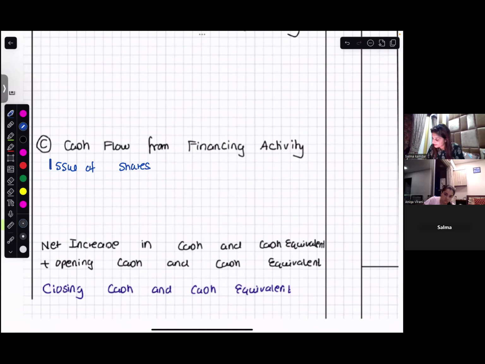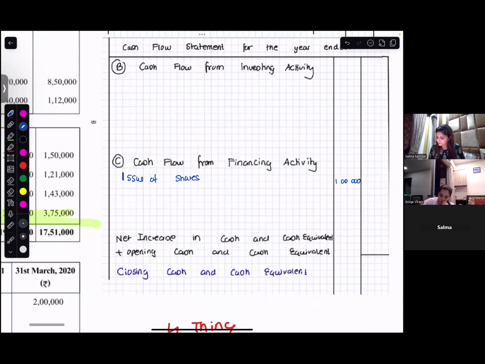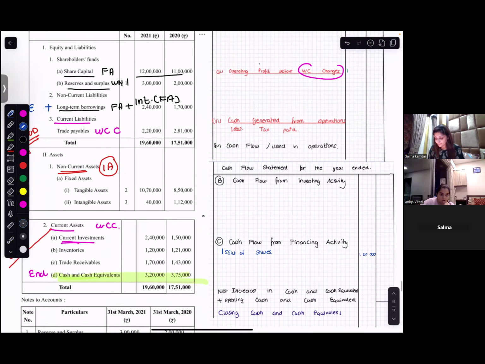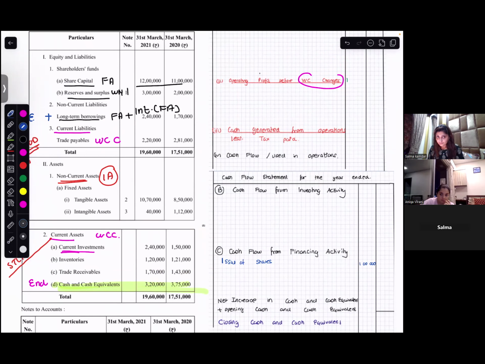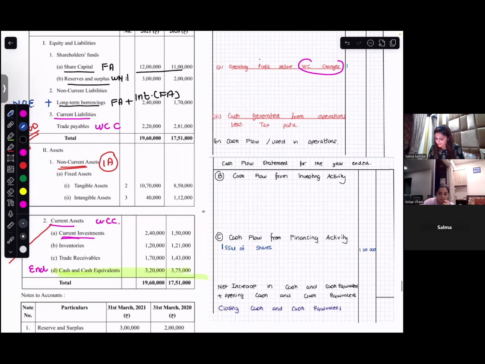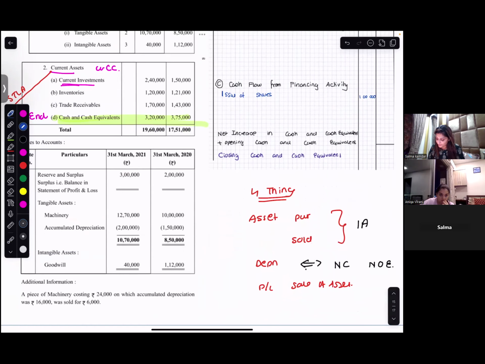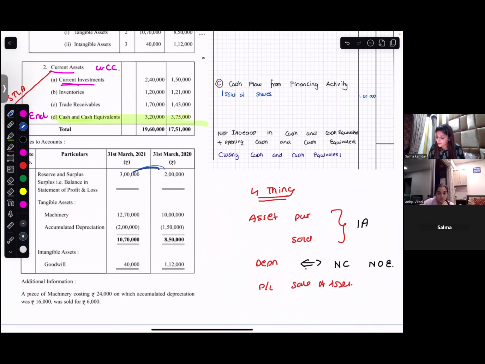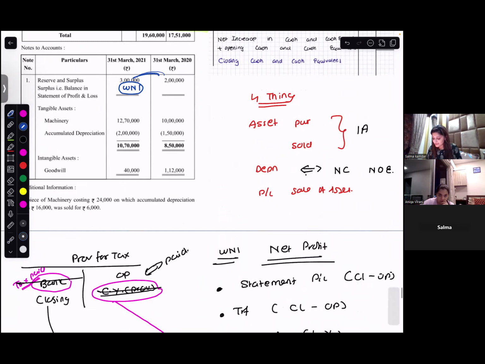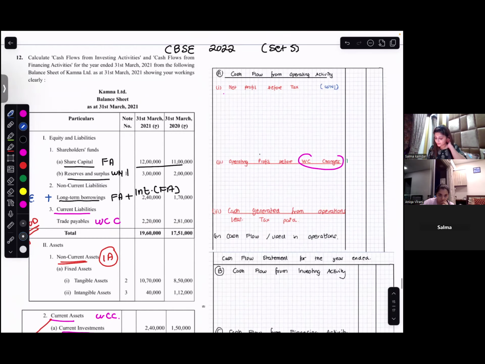Money is coming in, so it's an inflow. Done. I don't want operating activities. However, I have this reserves and surplus. Can you tell me what will go from reserves and surplus? 1 lakh. Closing minus opening, 1 lakh. This would go where? Working note number one. Anything related to reserves and surplus, we write over here.